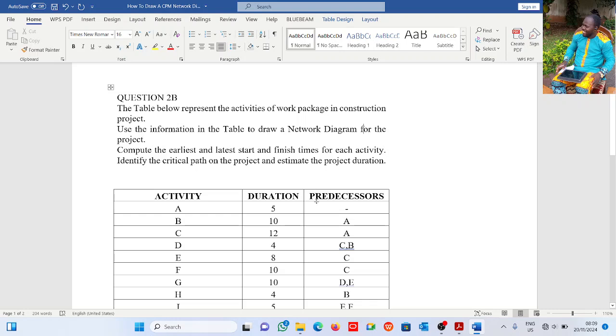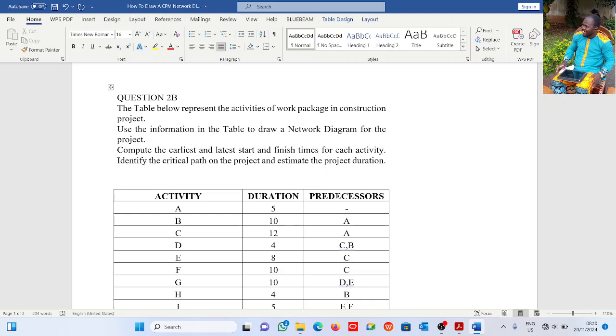In this tutorial, I'll be putting us through how to draw a network diagram using the critical path method. Like we always do, we'll reference some of these questions to the Nigerian Institute of Quantity Surveyors Test for Professional Competence Examination. It's just for relatability and for us to have a real life problem to use to explain these concepts.